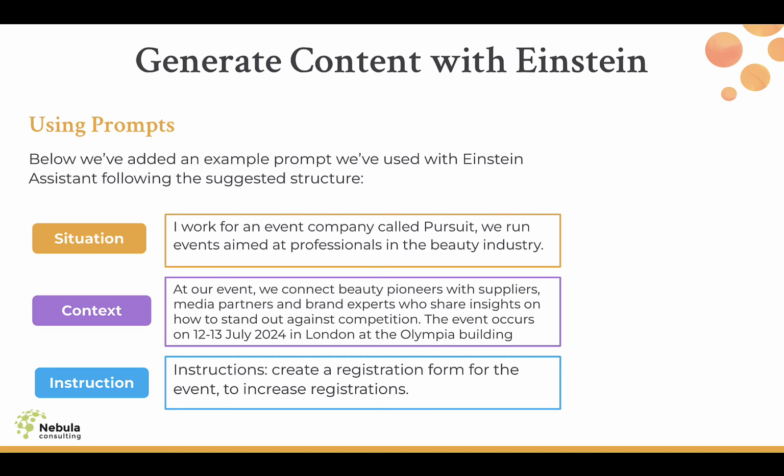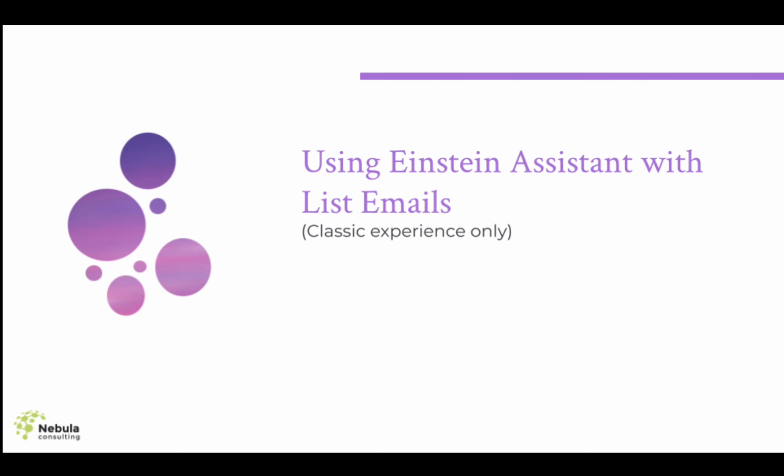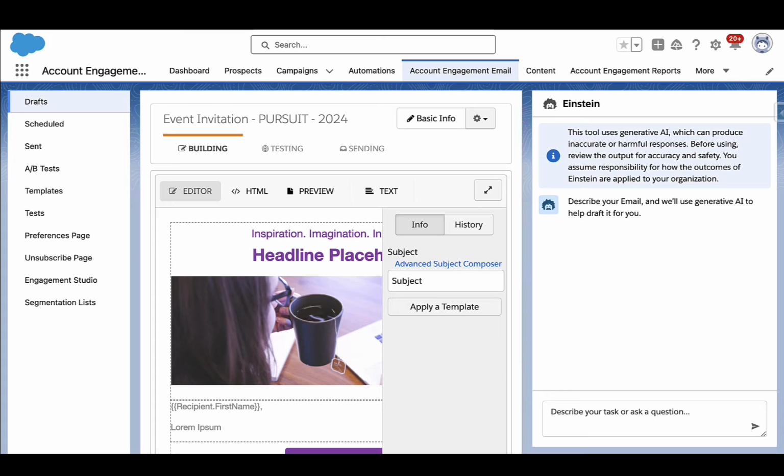Following this pattern, when you're creating your prompts, make sure that the response you're getting from the Einstein Assistant is useful and relevant for the campaign that you're creating. Using Einstein with list emails. Here we can see on our list email draft the Einstein Assistant window on the right side of the screen. We can use this chat box to help generate content for our email.